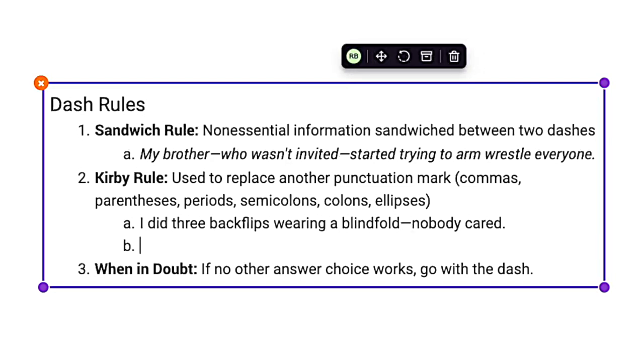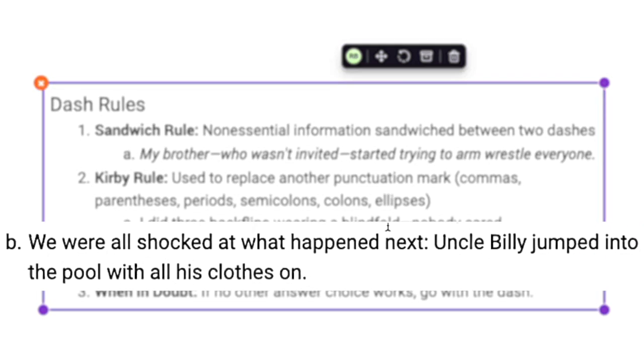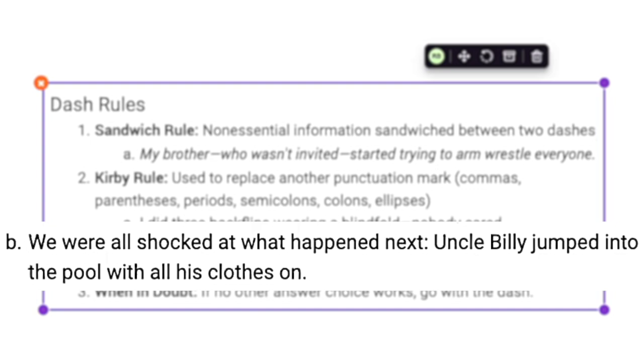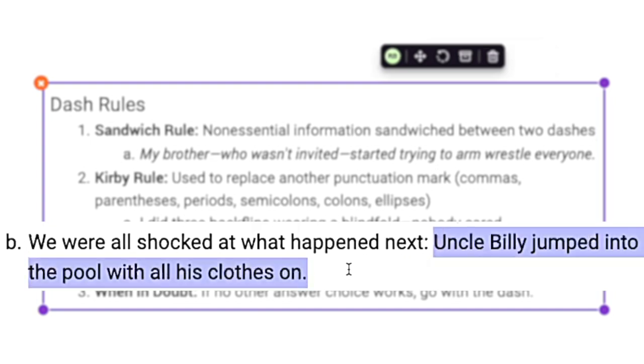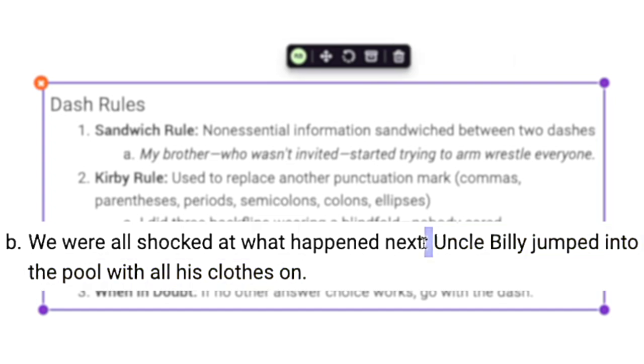All right, what would it look like if we were doing a colon? So if you saw our colon video, you'll know that colons are really good at cliffhangers. We could set something up like, we were all shocked at what happened next: Uncle Billy jumped into the pool with all his clothes on. So this is actually an example of a cliffhanger because if we say we were all shocked at what happened next, we kind of want to know what happened next. So then we resolve the cliffhanger by talking about how Uncle Billy jumped into the pool with all his clothes on.